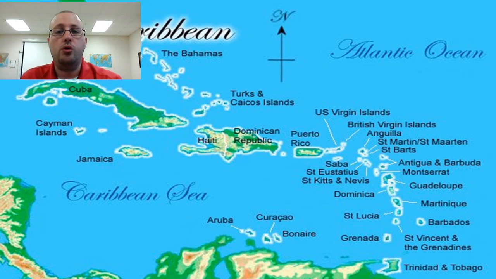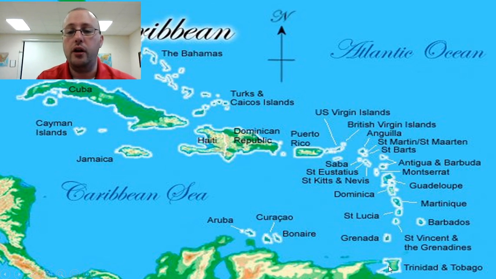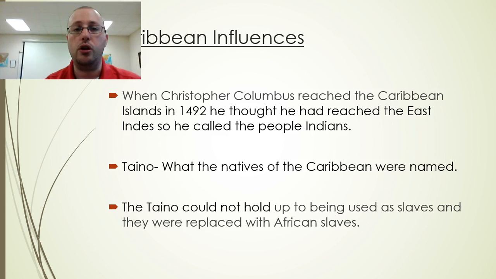And so here shows the Caribbean. And of course, there's all kinds of islands in the Caribbean. Trinidad and Tobago at the bottom down here, all the way up through Grenada, Puerto Rico, the Dominican Republic, Haiti, Cuba, Jamaica, the Cayman Islands, the Bahamas, the U.S. Virgin Islands, the British Virgin Islands, Barbados. So there's all kinds of islands in the Caribbean.